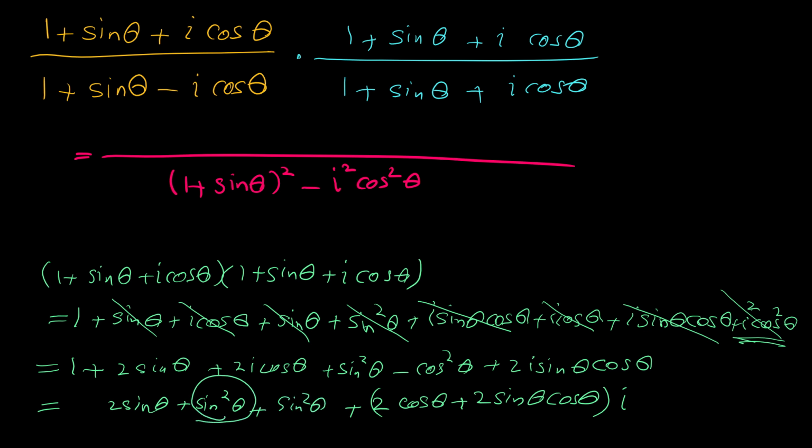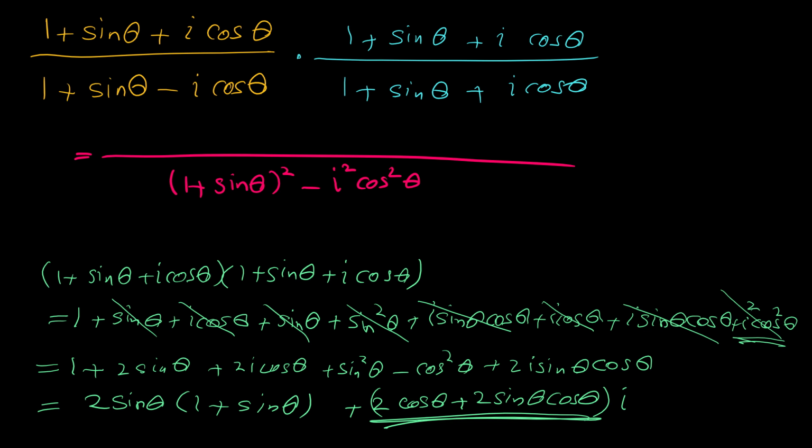But sine squared plus sine squared is 2 sine squared. So we have basically plus 2 sine squared. Now we can see that 2 sine theta is common between these two terms, so we can factor out a 2 sine theta. So we can write this as 2 sine theta times (1 plus sine theta).